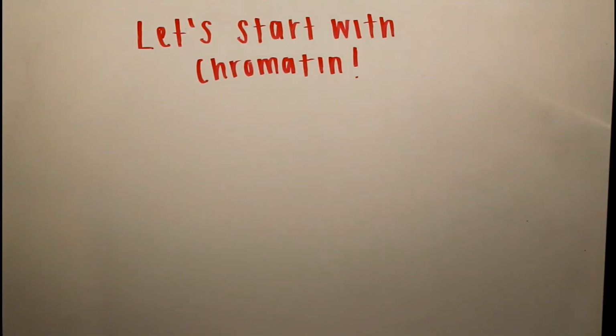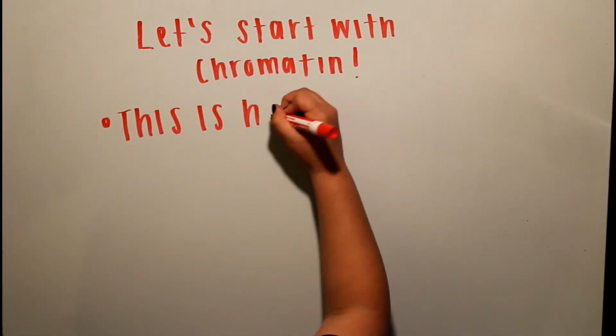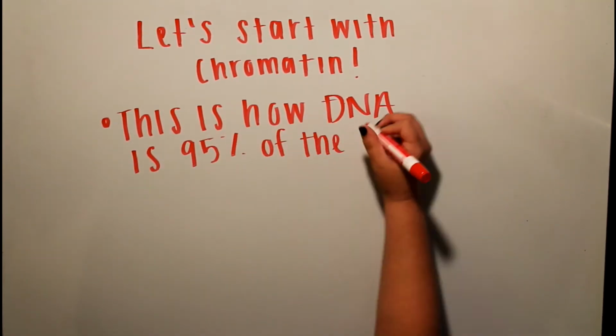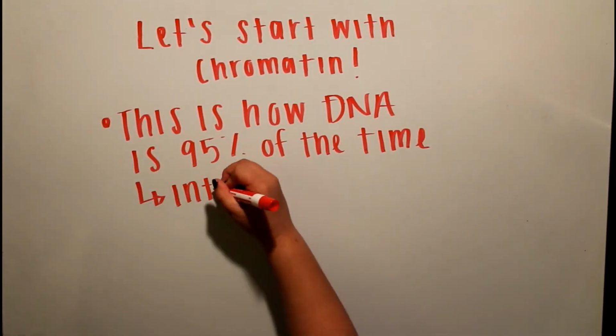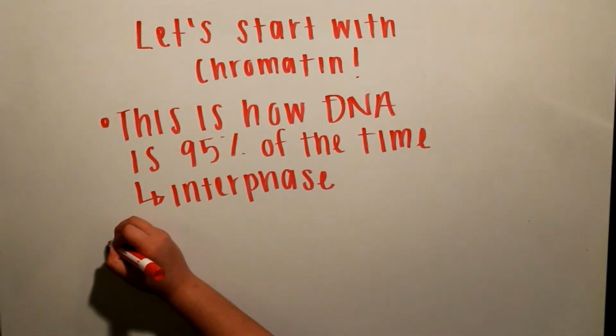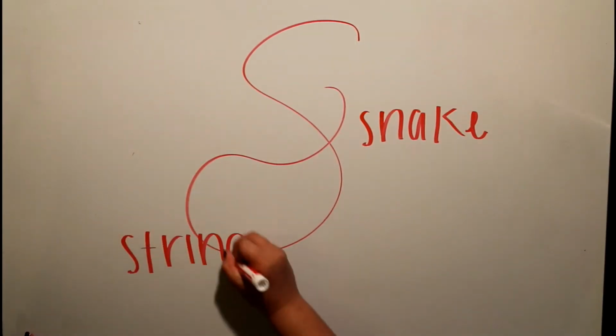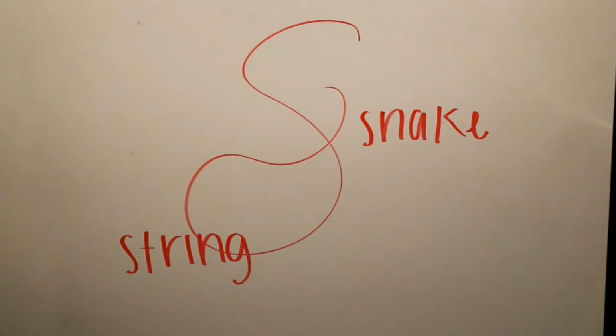So, chromatin is the form that DNA is in 95% of the time. In relation to the cell cycle, this is all of interphase. When drawn out, chromatin can look like a snake or like a lax piece of string as shown here.